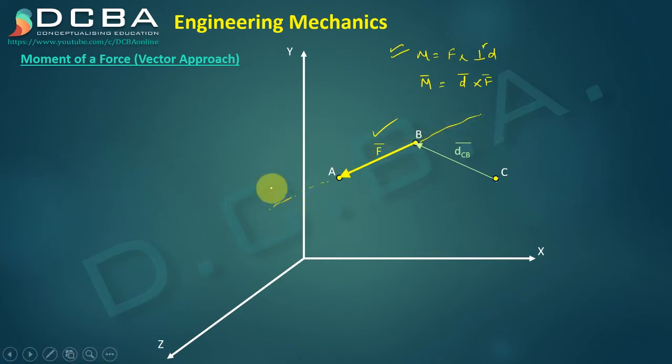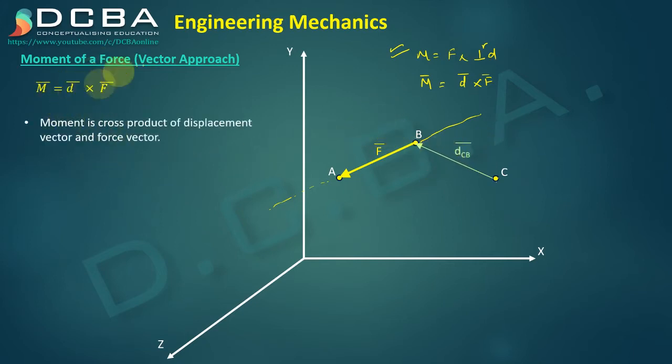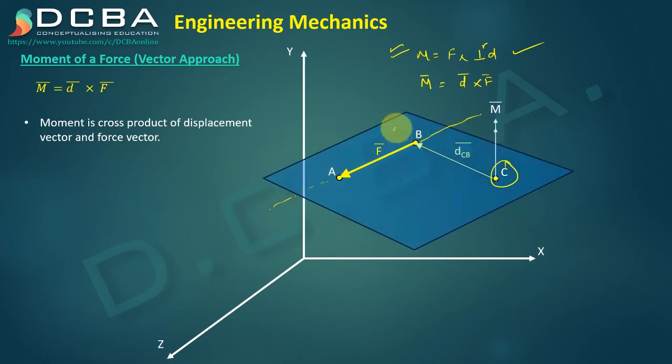So we get this freedom in vectors of not only having a perpendicular, but we can actually join from C or from the moment center to any point which is there on the line of action of the force. Okay, so moment is cross product of D and F, and we take this displacement vector from moment center to any point on the line of action. Now why is that so? If the definition of the moment itself says that this distance has to be perpendicular, then why can I take a vector to any other point? This lies in the vector mechanics.